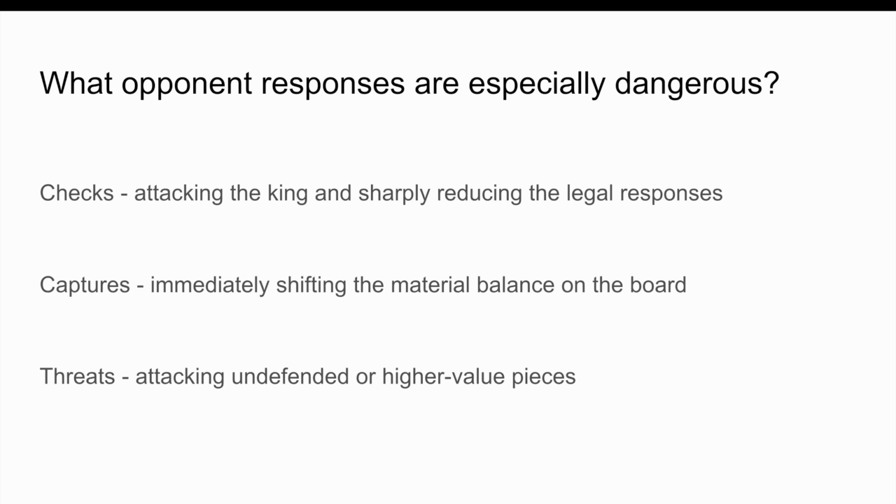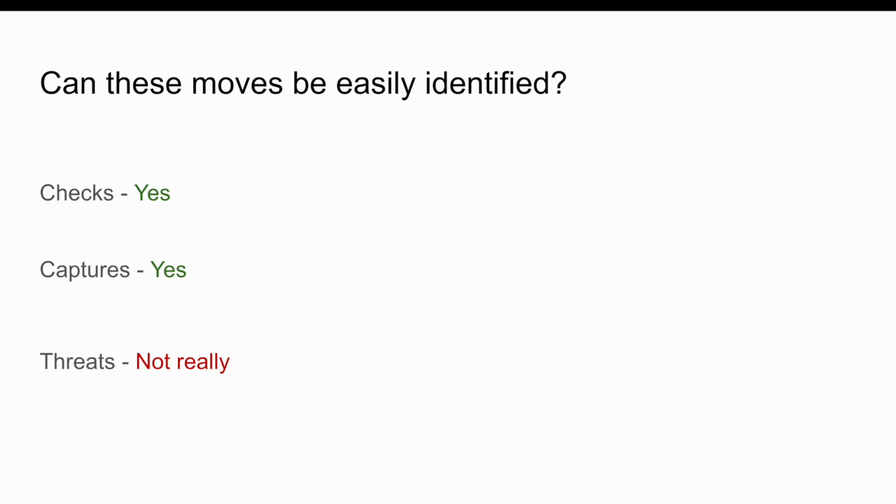So the key is how can you proactively evaluate these before you make your move? And part of it is just identifying what these different things are. Some of these are easier to identify than others. So checks, you can easily identify a check. There's whether a move is a check or not, if it's simply attacking the king. Capture, again, easy to identify: to remove a piece from the board.